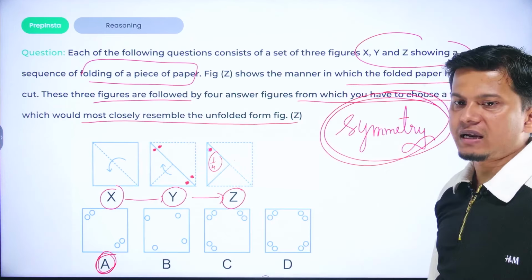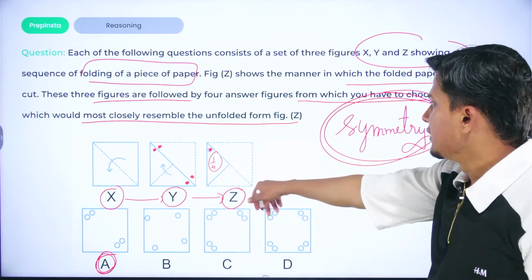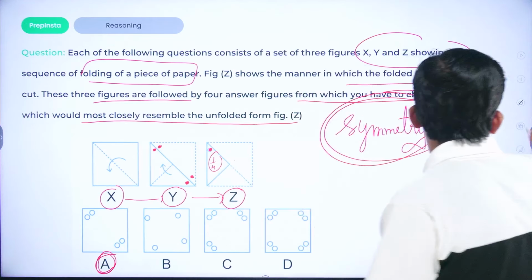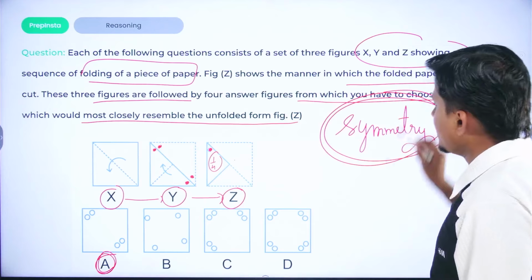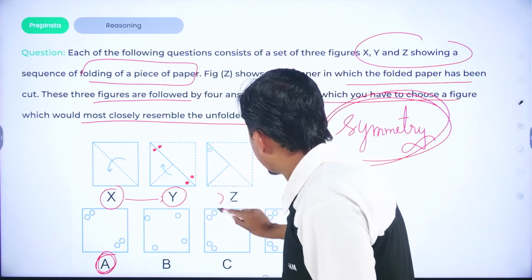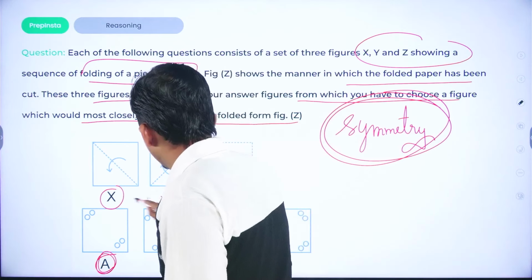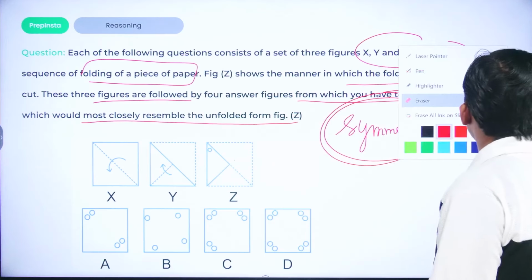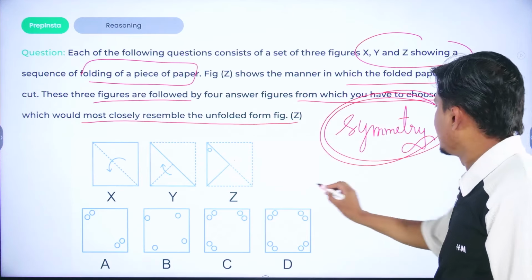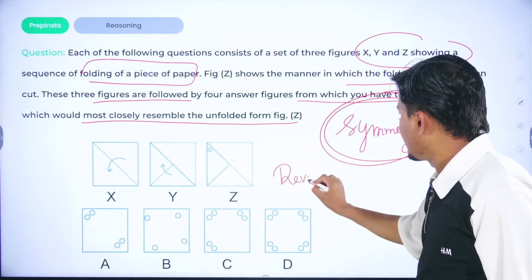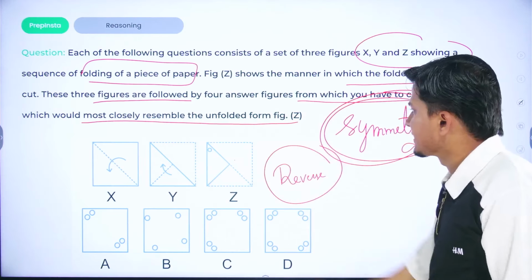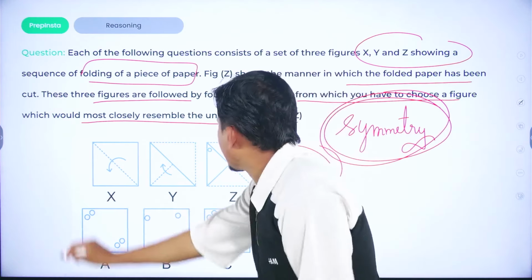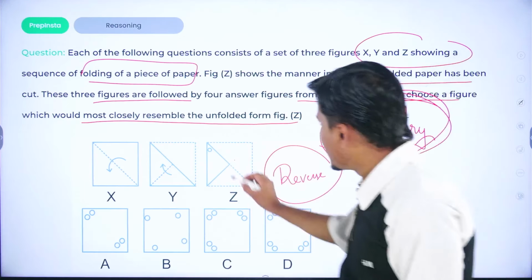All we have to figure out is the punches that are being given. So if we punch here, I'm just making you understand once more. Look, always approach these questions with the help of reverse techniques and by considering the symmetrical figure. So we have to go in reverse, from z to y, y to x. Now look, at last we got a punch here.